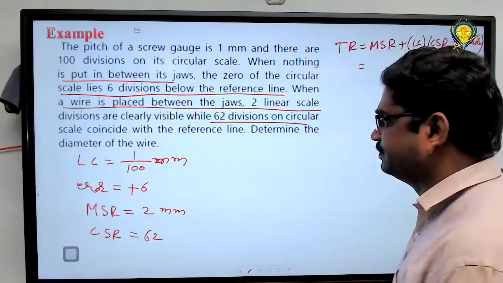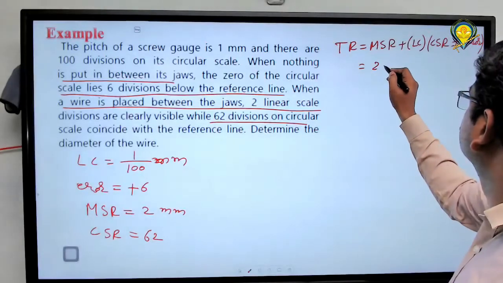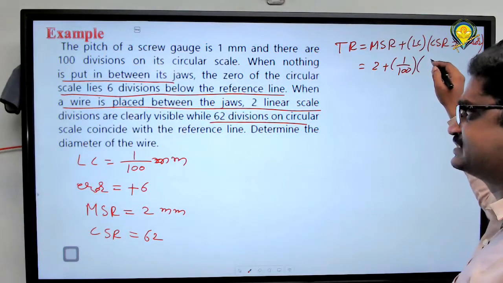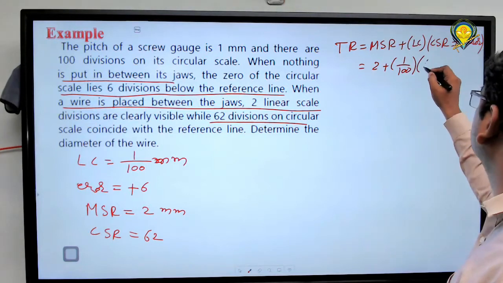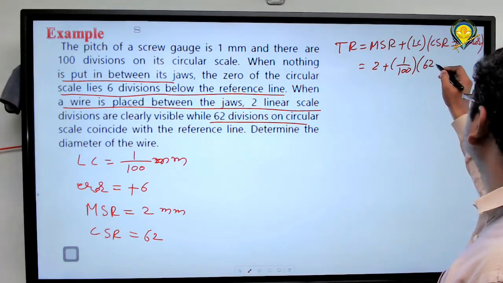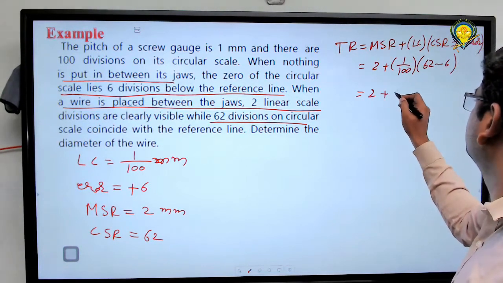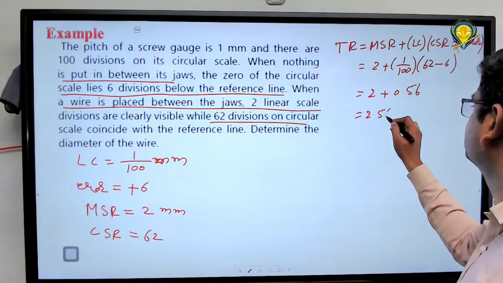Substitute the values. Main scale reading is 2 plus least count 1 by 100, circular scale reading 62 minus 6. So 2 plus 0.56 that equal to 2.56 mm.